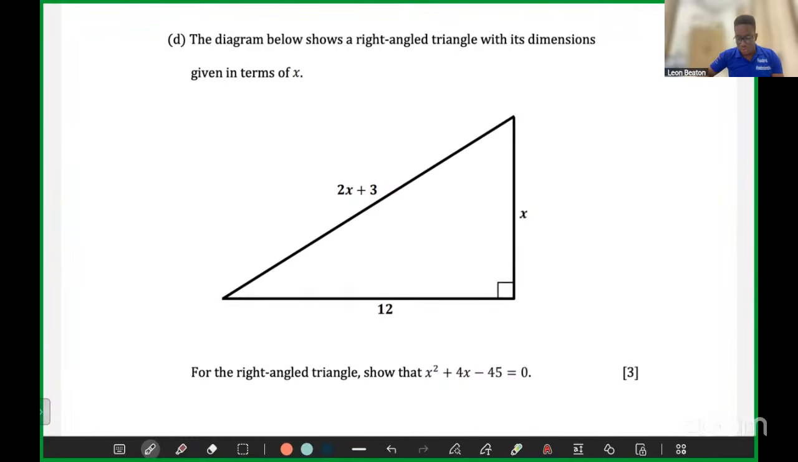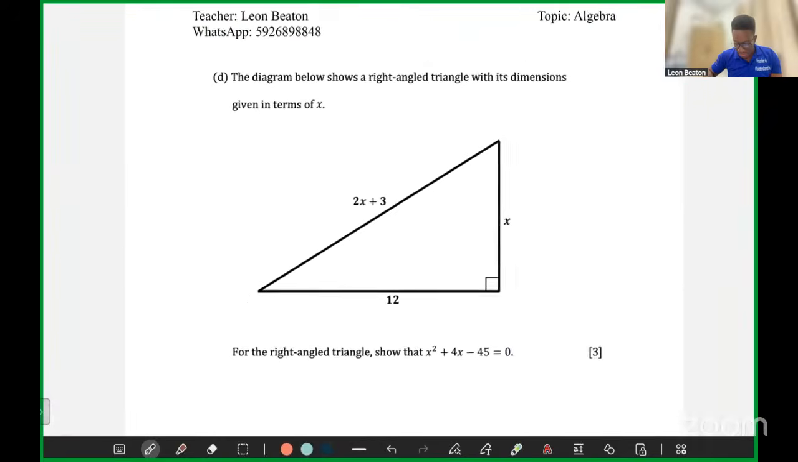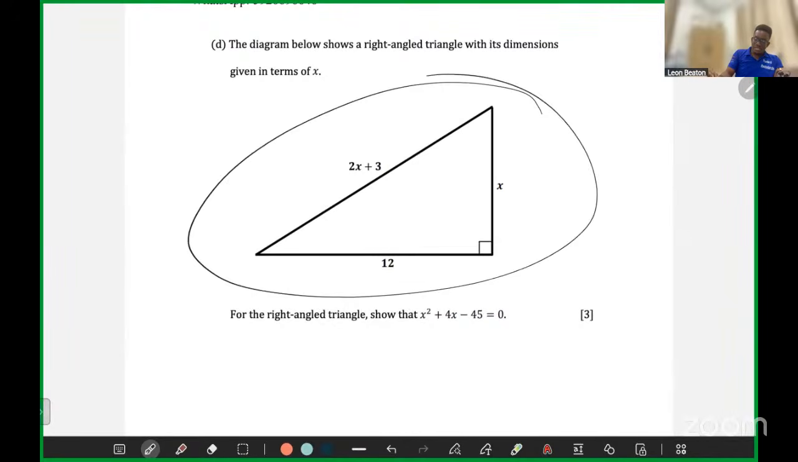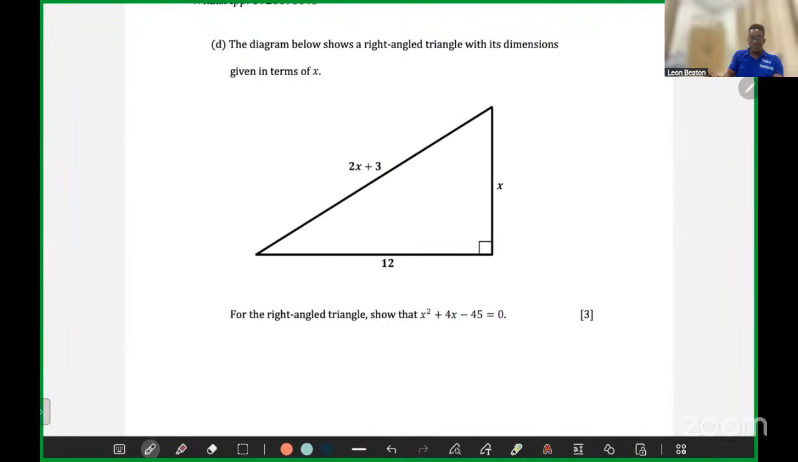This one says the diagram below shows a right angle triangle with its dimensions given in terms of x. For the right angle triangle, show that x squared plus 4x minus 45 is equal to 0. So we are basically asked to work out something from this triangle and arrive at this answer here. That's what I mean by show. Show means you're working towards this answer. So you have to do something to get that answer. And this is the part that students typically struggle with. What is it that you have to do? What is that something?